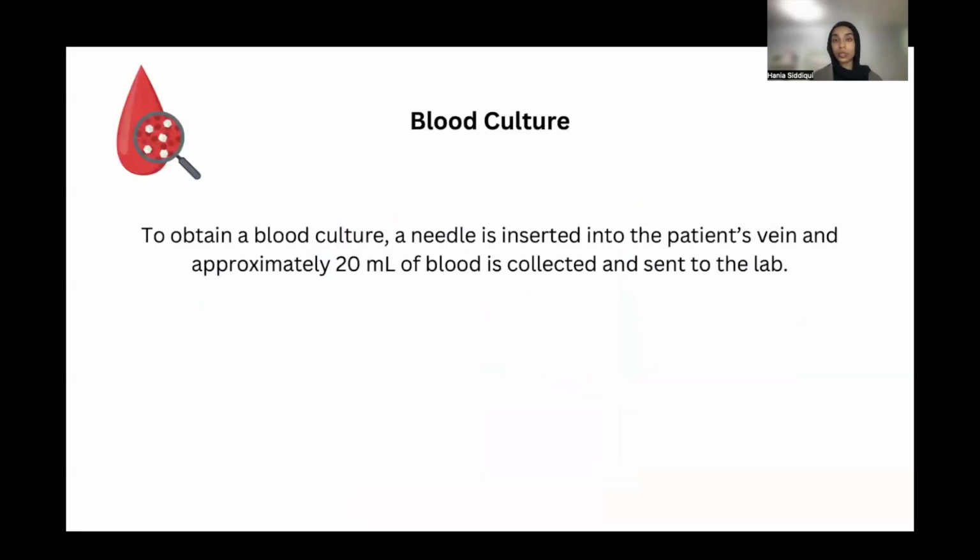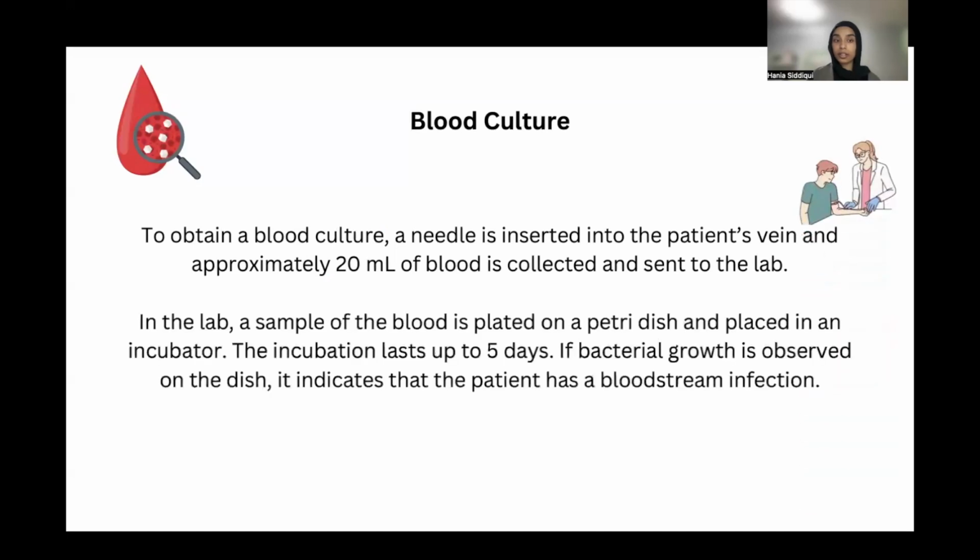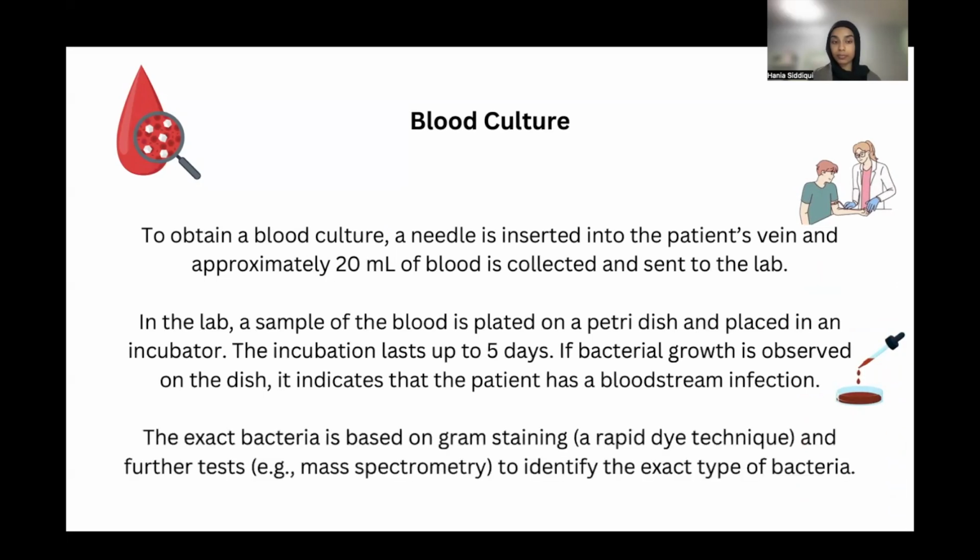The second test that you ordered was a blood culture. To obtain a blood culture, a needle is inserted into the patient's vein, and approximately 20 milliliters of blood is collected and sent to the lab. In the lab, a sample of the blood is plated on a petri dish and placed in an incubator. The incubation period lasts up to 5 days, and if bacterial growth is observed on the dish, it indicates that the patient has a bloodstream infection.